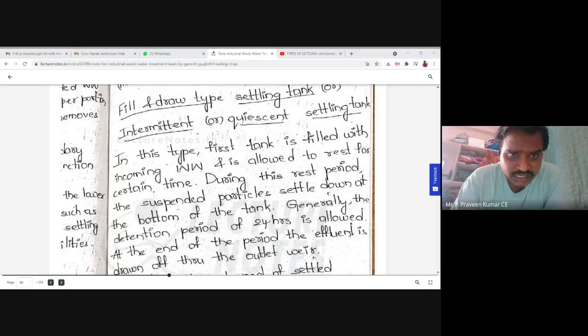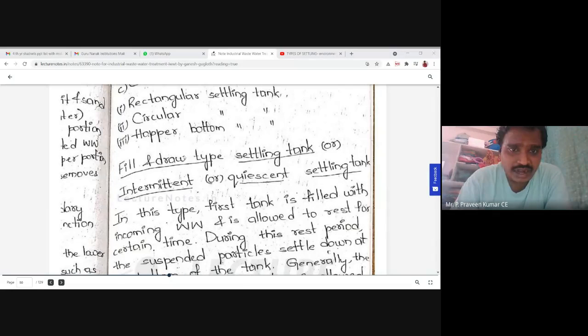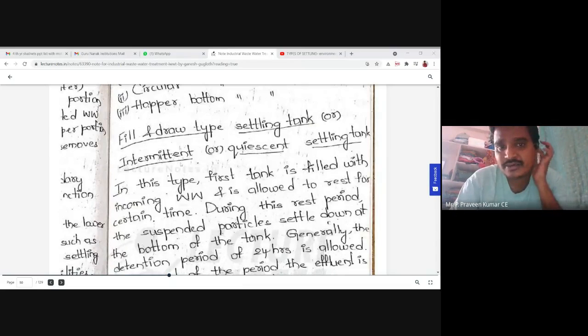Right. See here, fill and draw type. Fill and draw is nothing but, as we can understand from the word itself, the wastewater is filled into the tank and the water is kept at rest for 24 hours, for a certain time, without any disturbance.